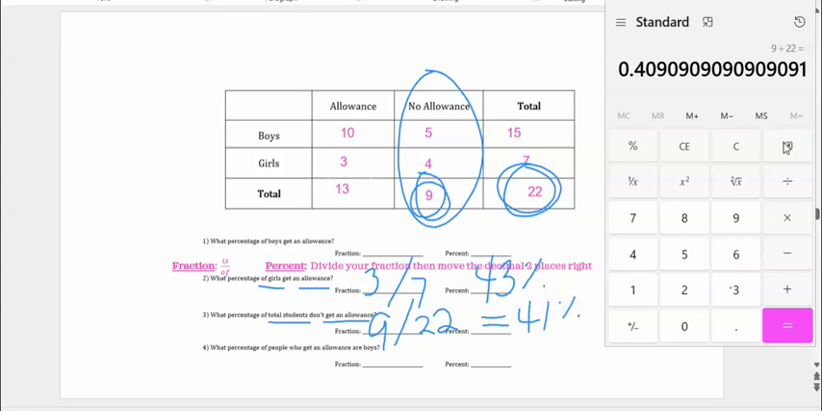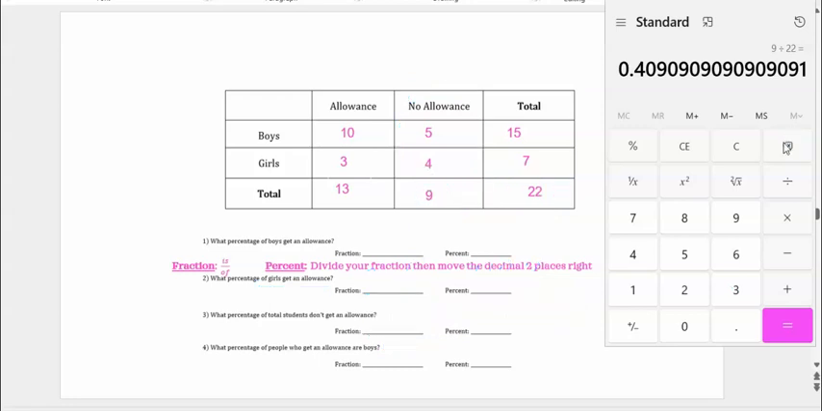It becomes a little redundant, guys. It's the same thing every time.